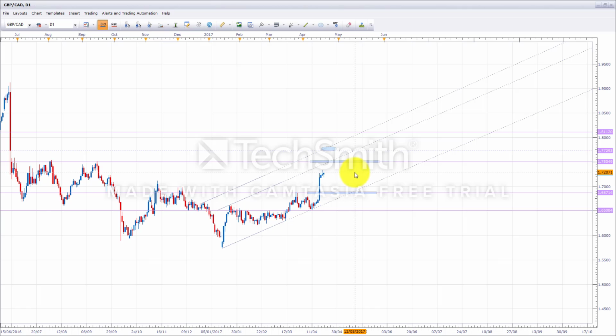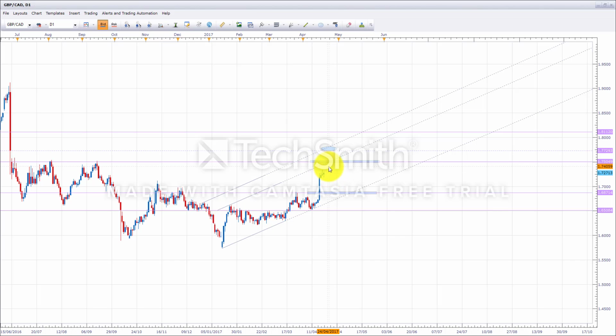If it does head higher from here, we are looking at the top of this channel line here and a confluence of this horizontal resistance area, which is the 1.750 area. And ultimately, I am looking for a break higher and a test of the top of the channel line here as well. And this is the 1.7729 area, around this area here. So we may just get a trade up to the 1.7504 area next week.